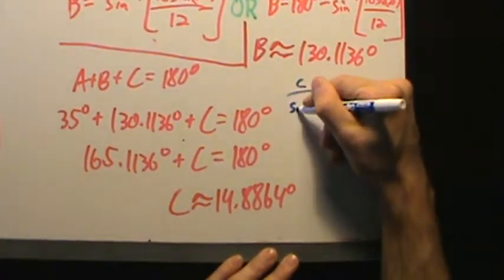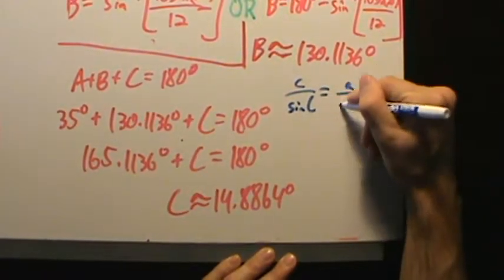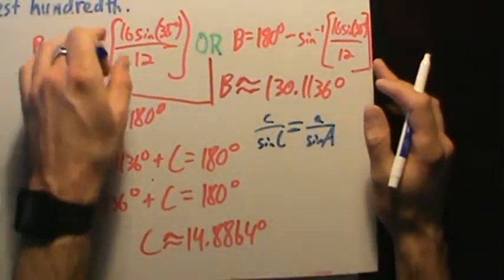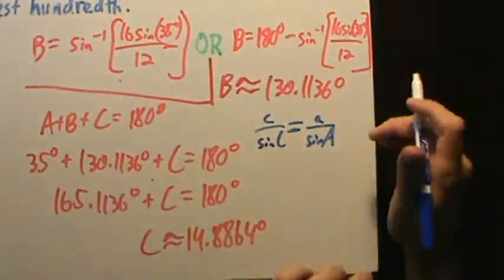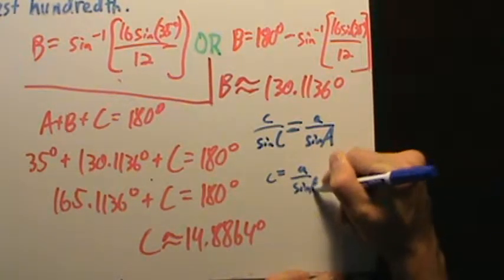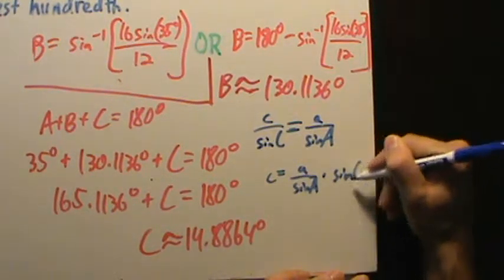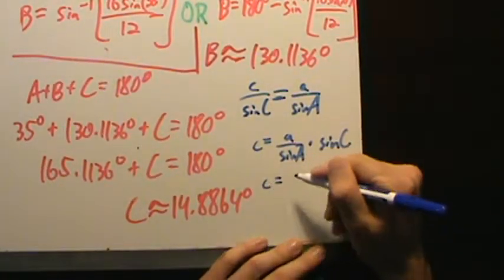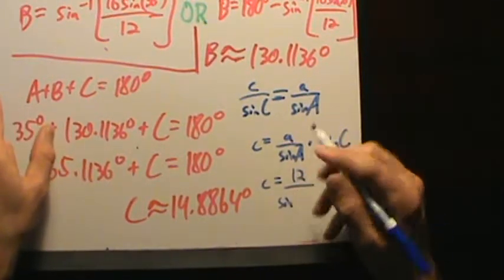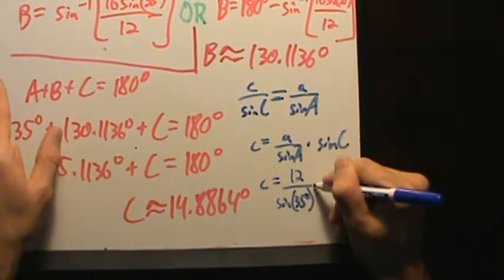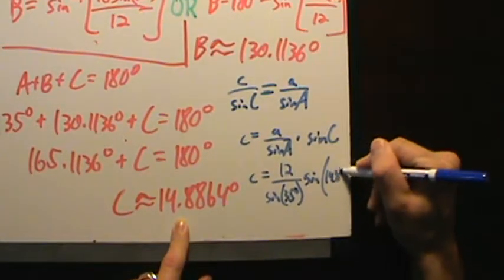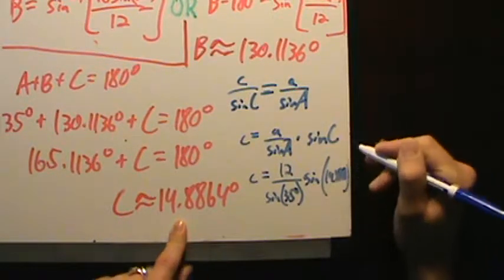Little c over sine of big C, just like before, we'll say little a over sine of big A. Again, we're doing exactly the same thing, but now we're using this value of b because there are two possible triangles here. So now c equals a over sine A times sine of big C. Little a is 12 and big A is 35, so this is 12 over sine of 35 degrees, multiplied by the sine of big C, which is 14.8864 degrees. Really running out of room there.